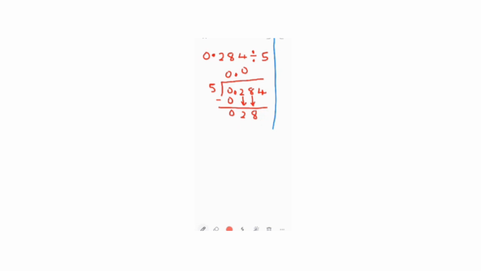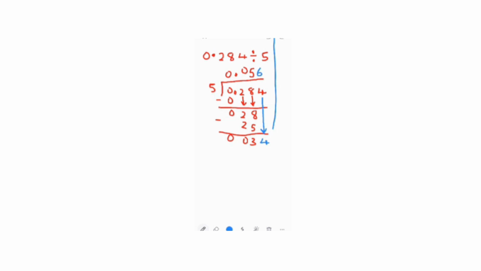Now, how many times can 5 go into 28? That should be 5 times. So you write 5 at the top, then you multiply. 5 times 5. That will give you 25. Then you subtract. 8 minus 5 is 3. 2 minus 2 is 0. Then 0. Then you check, is there still a digit we can bring down? Of course we have. You bring down 4. Now anytime you bring down a digit, you must divide. So how many times can 5 go into 34? 5 will go into 34 6 times.